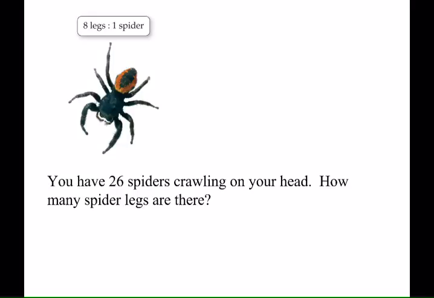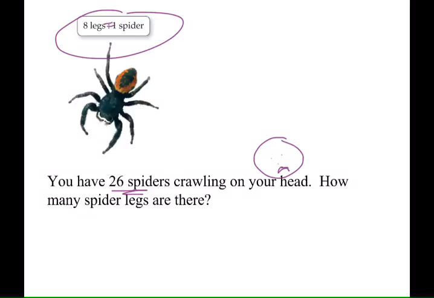I'm working on it, but we could say for spiders that one spider is equal to 8 legs. There are 8 legs in one spider. So if you have 26 spiders crawling on your head, oh my gosh, maybe some people would like that. There's my frowny face. How many legs would you have? Well, you're probably just going to take 26 times 8, aren't you?